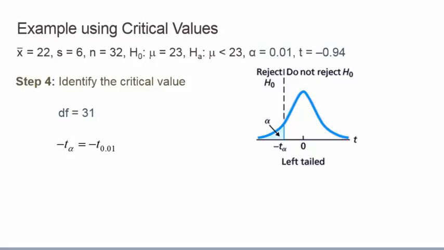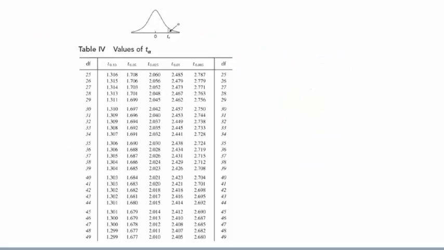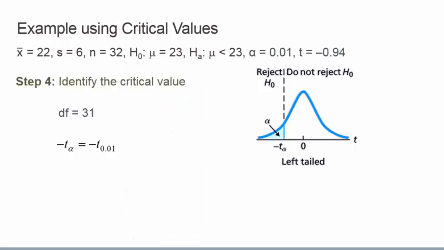I need to use my table for this. My degrees of freedom are 31, and my alpha is 0.01, so the t-score is 2.453. Since it is left-tailed, I want to use negative 2.453. The critical value is negative t sub alpha equals negative 2.453.